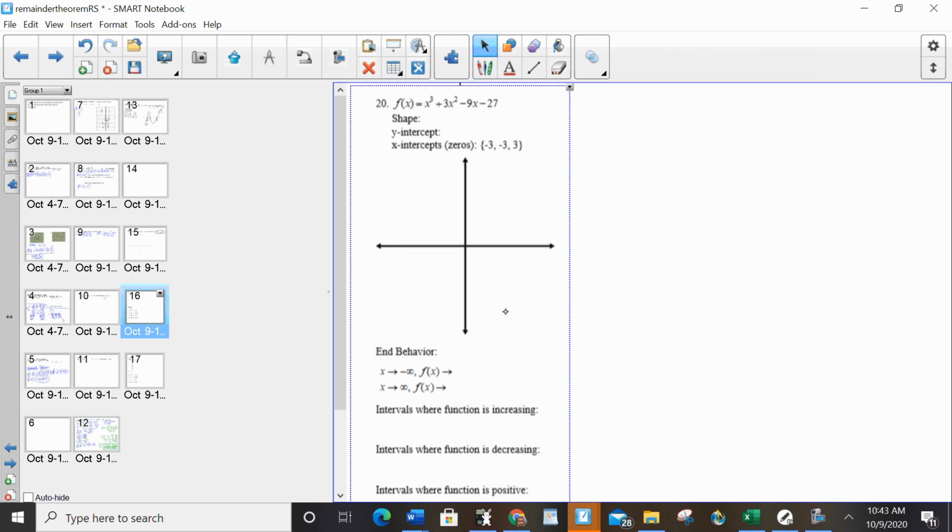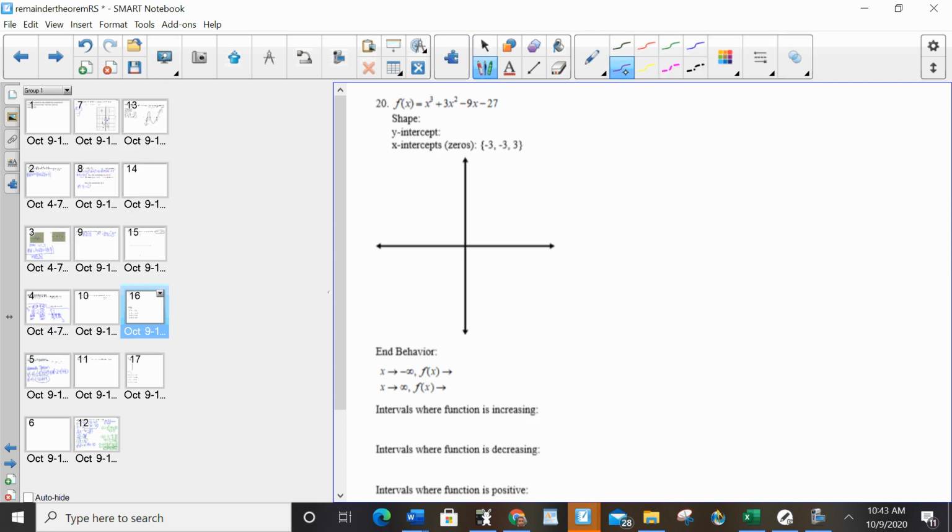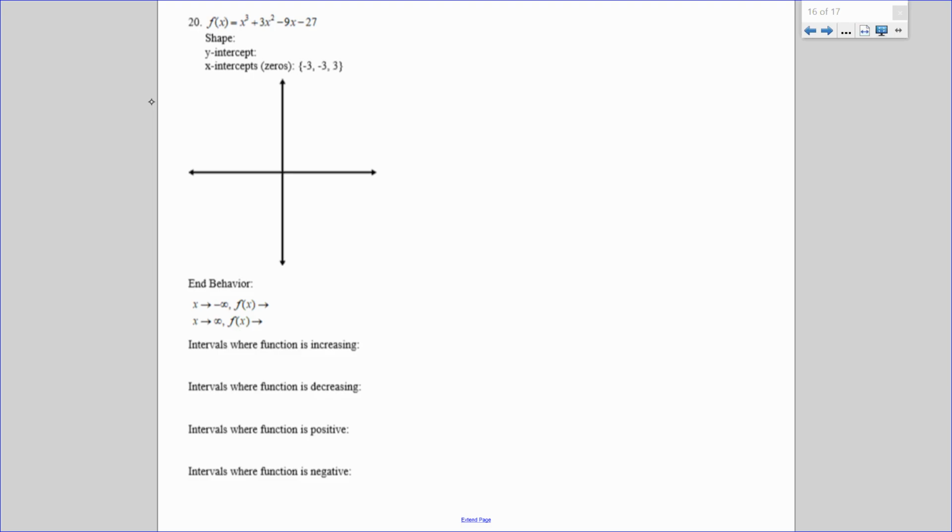Shape. Let's see what we can fit on here. Let's go black. Shape: if it's even, it's U-shaped. If it's odd, it's chair-shaped. So since this is odd, it's got an exponent of 3. It's chair-shaped. It is positive. So the shape is chair-shaped positive.